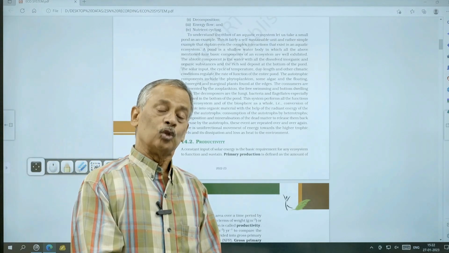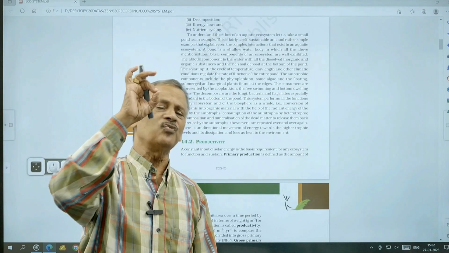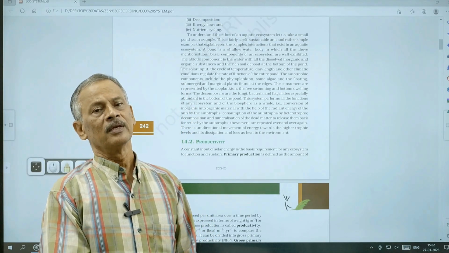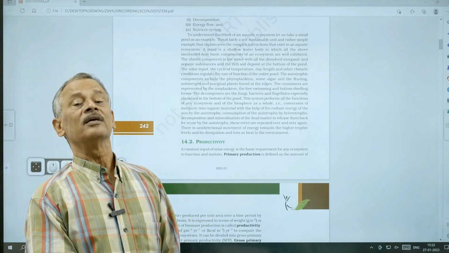Now, though the pond is very small, it is performing all the functions that are performed by even a giant ecosystem.